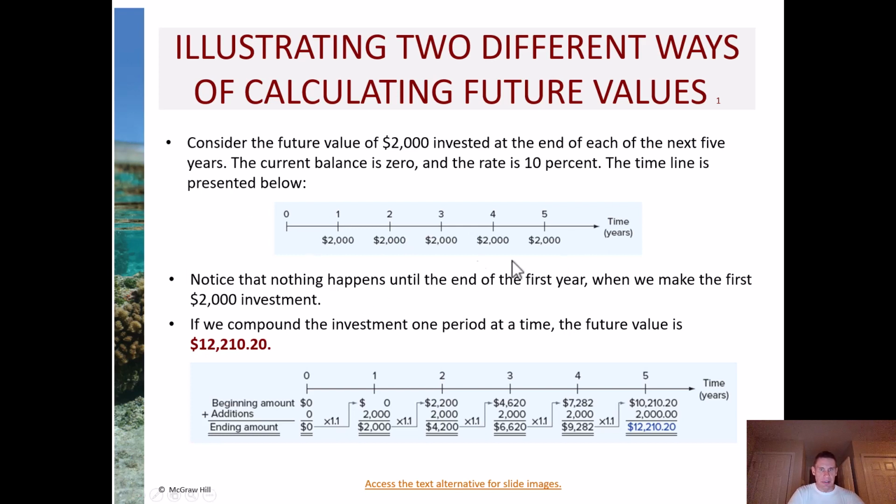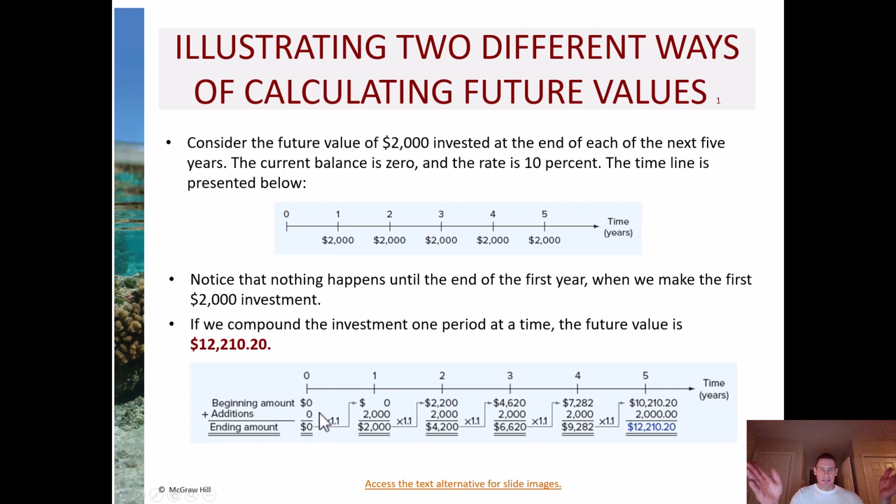So you can see our 5 cash flows here, right? And it's at the end of year 1. That's why you have the 0 and nothing here like today. And then in a year's time, the first 2,000 will be invested, and so on and so forth. Notice that nothing happens until the end of the first year, as we just said, when we make the first $2,000 investment. If we compound the investment one period at a time, then the future value ends up being 12,210 and 20 cents. And you can see down here how we did that, right?